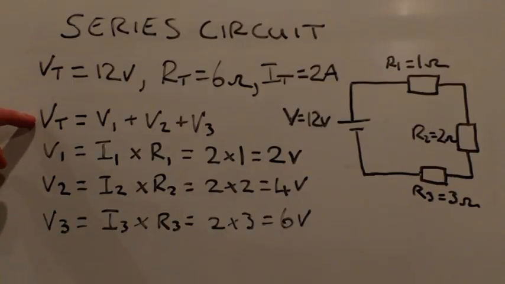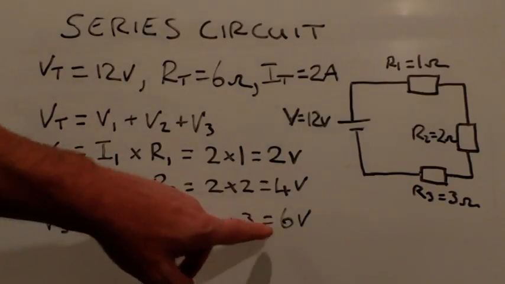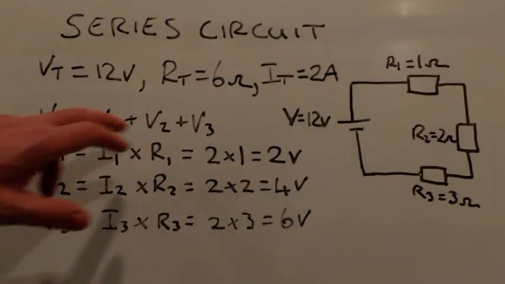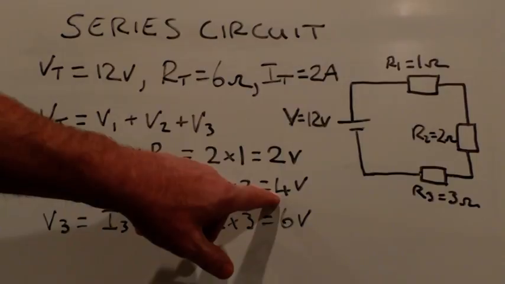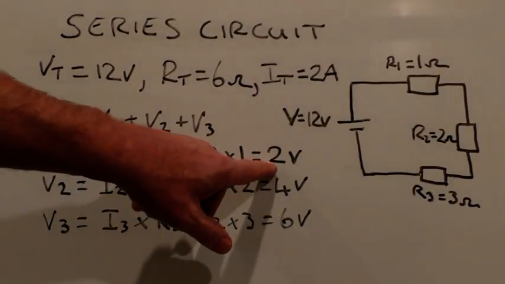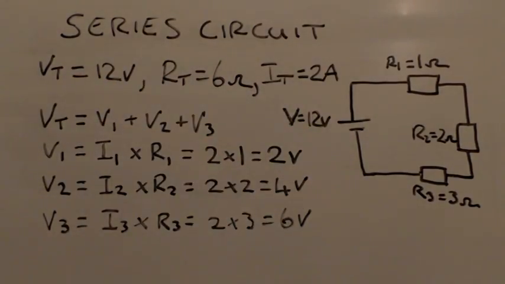Now just looking at Kirchhoff's law again, if we add all the voltages together, that should equal VT. So we added those together, 6 and 4 is 10, add 2 is 12, and that gave us the 12 volts.